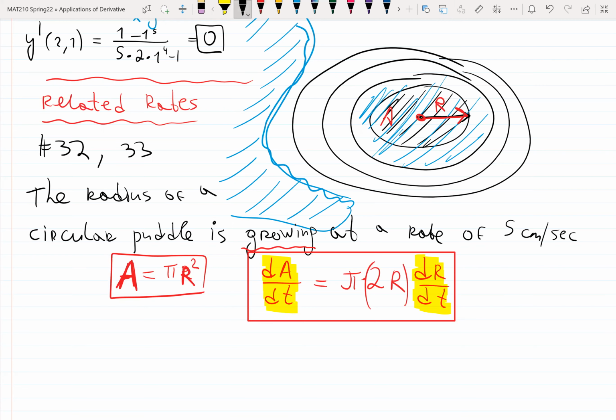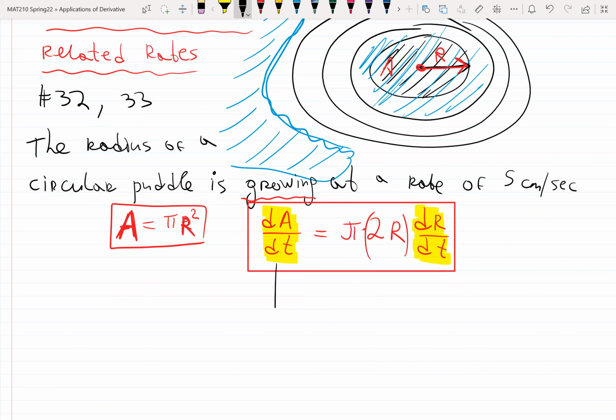Now I can ask you 2 different questions. Either I can give you this rate and ask to find another one, or I can give you this rate and ask to find another one with the given radius. And your job is to understand it from words. That's the hard part. So how fast is the area growing?